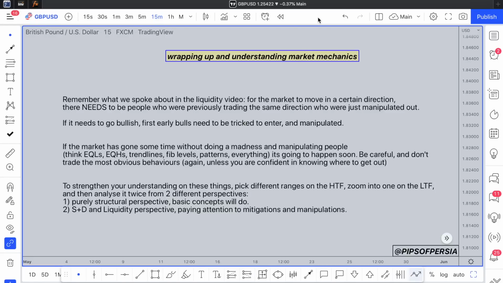And to be fair, who am I to even give advice to people? Do whatever you want to do, but at least know where to get out. At least know where you should exactly target to stop yourself from being a victim of these random reversals that take place in the market.